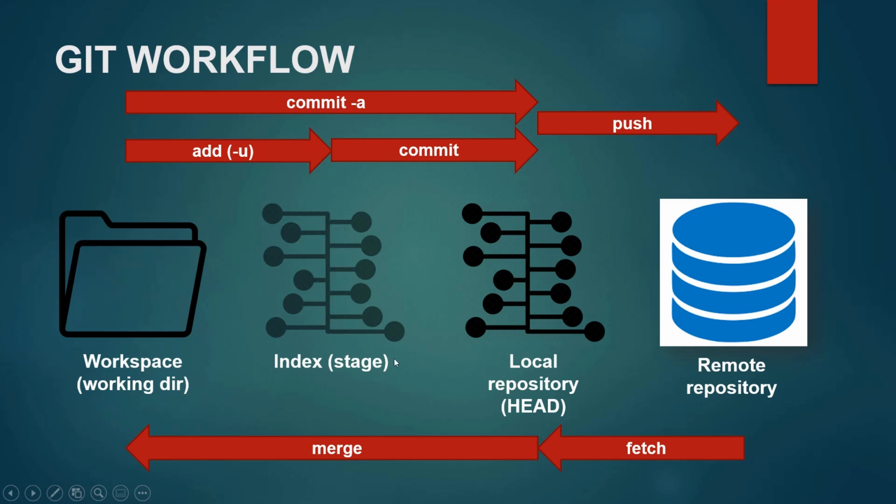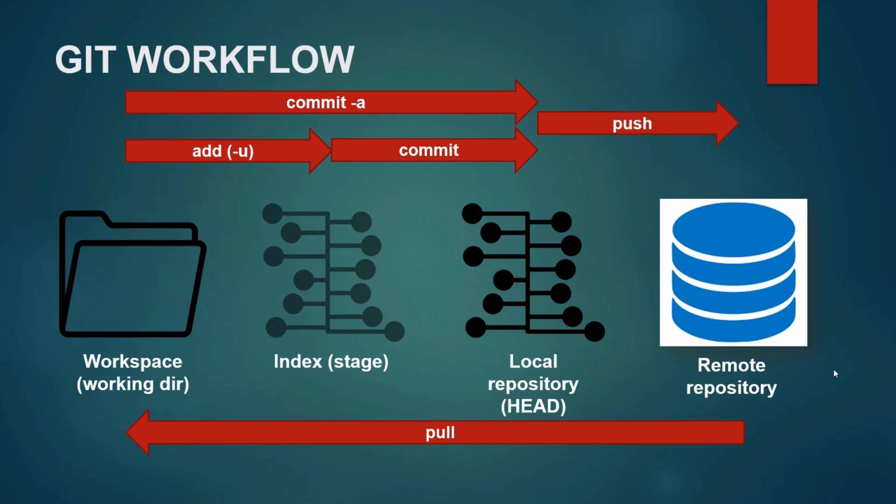And so now your working directory, your workspace, is synchronized with the remote repository. And there is a shortcut command called git pull. In case you want to get the changes directly to your workspace from the remote repository, you can do it in a single command, git pull.